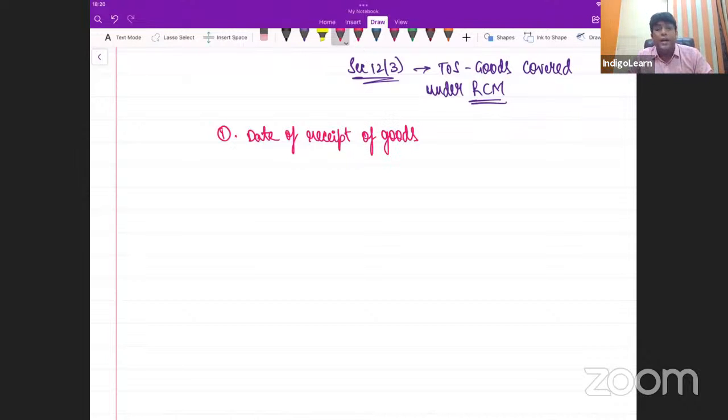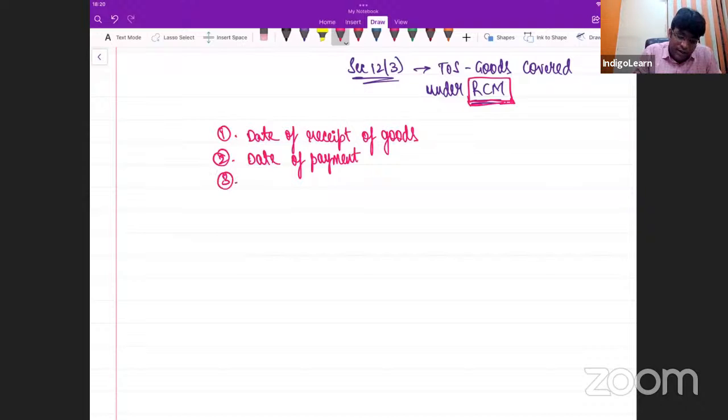Date of receipt of goods means the date when goods are actually being received. And of course, we are not looking at the supplier's point of view. We are looking at the receiver's point of view, because we are talking about RCM. In RCM cases, the supplier is not liable to pay GST, the receiver is liable to pay GST. So what is the first point? Date of receipt of goods. Second, date of payment.